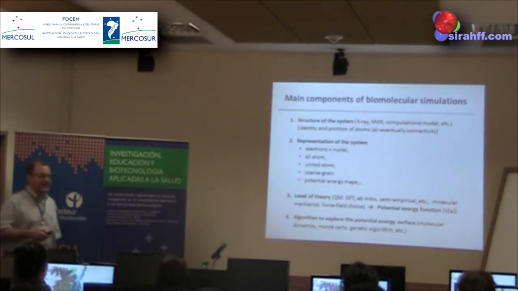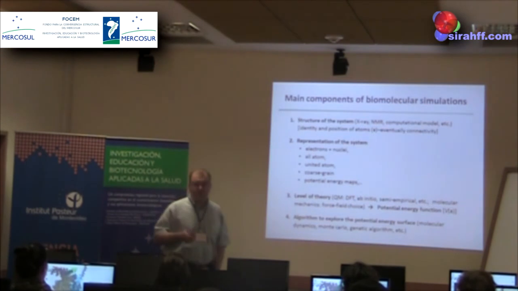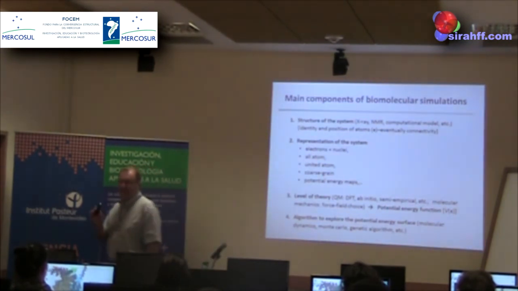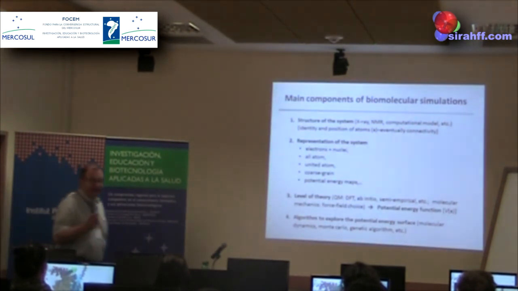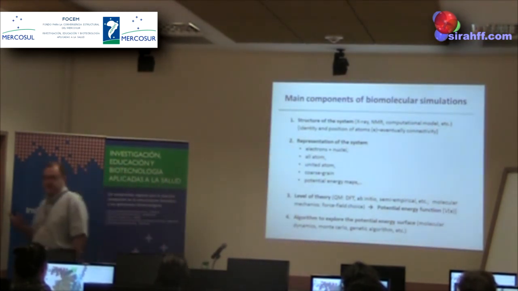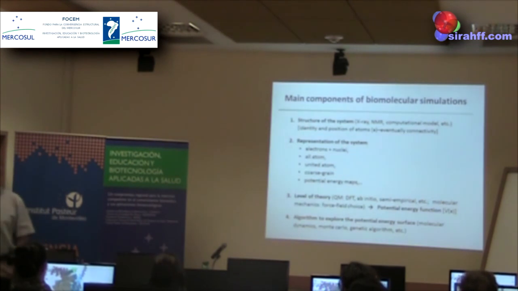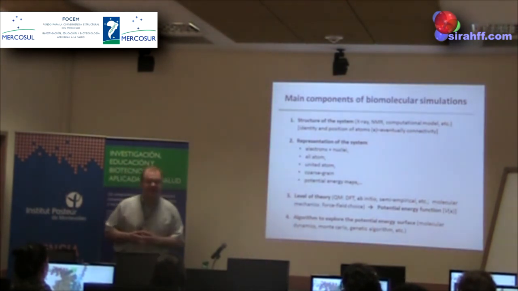In proteins, that's not needed. If you say that you have an alanine, you know how the atoms of an alanine are connected. In reality, the atoms are connected the same way. If you have a ligand, that's a different story. You have to say if the bond between two carbons is single, double, or triple, for example. Once you have that, you have to choose how you are going to represent that system.